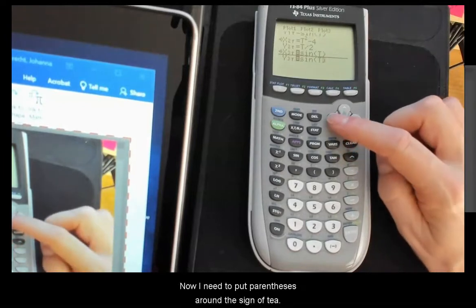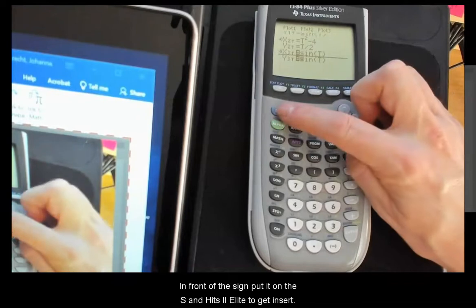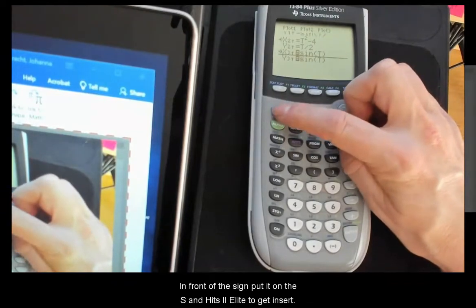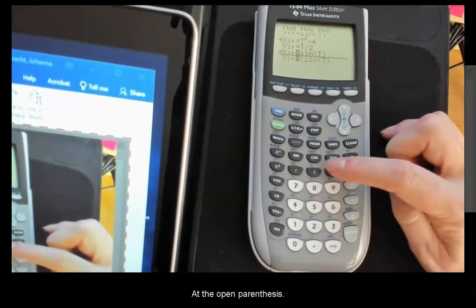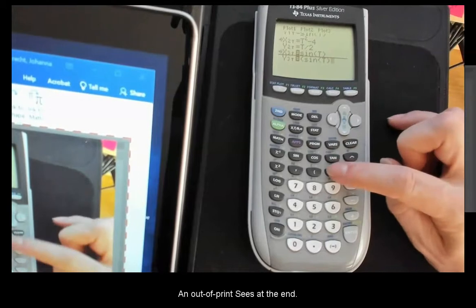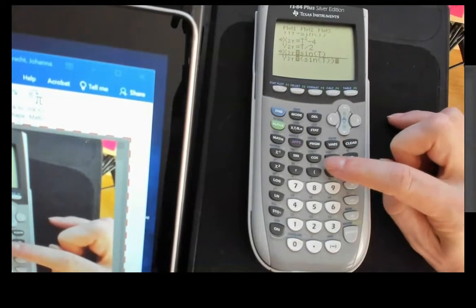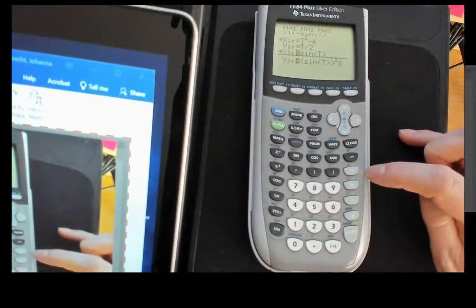Now I need to put parentheses around the sine of t. In front of the sine, put it on the S, then hit second delete to get insert. Hit the open parentheses. Scroll to the far right and add a parentheses at the end. Now hit the square button, which will square the whole thing.